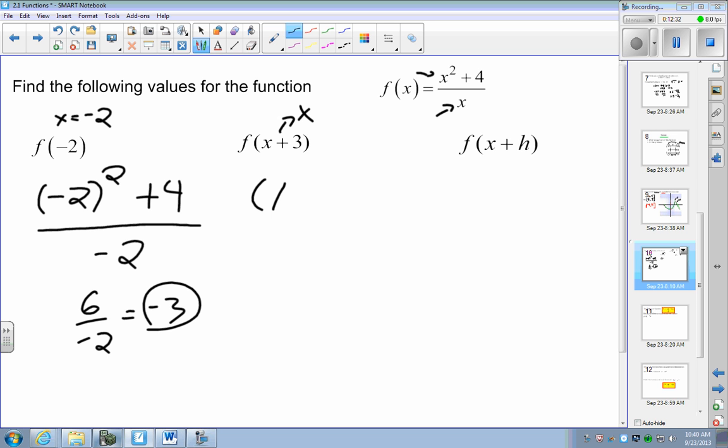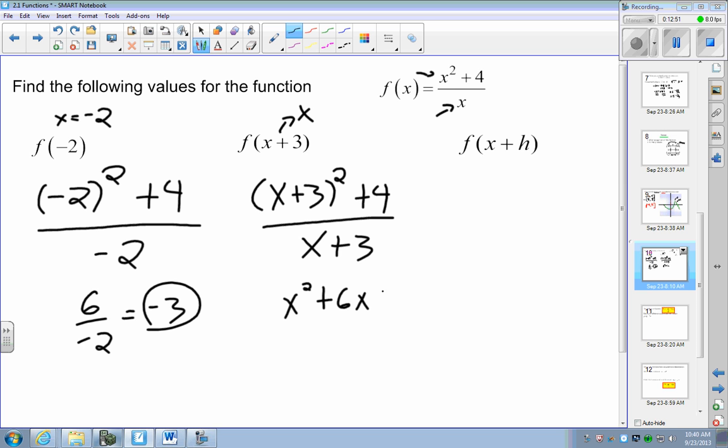So we'll have x plus 3 squared plus 4 all divided by x plus 3. Now what you need to do is double distribute the x plus 3's up top. So we'll have x squared plus 6x plus 9. Well, since it's just a plus 9 plus 4, I'll end up writing that as plus 13 all over x plus 3. And so since we can't factor our numerator, this is going to be equal to f of x plus 3.